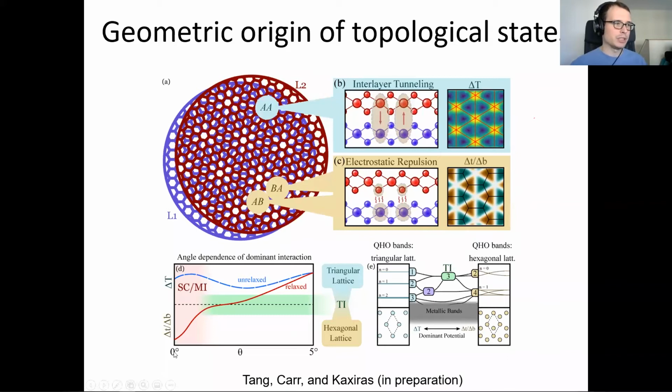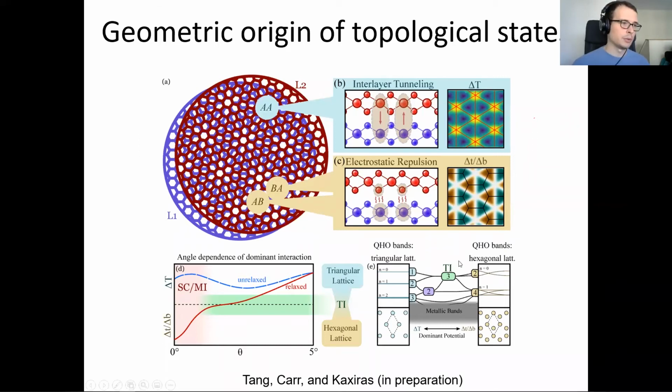And so I've drawn a cartoon here. This is not based on data, just based on intuition and our understanding of the models. If you have an unrelaxed system, as you change the twist angle, the dominating potential doesn't change. But when you include atomic relaxations, you can actually cause a crossover. You can go from a triangular lattice to a hexagonal lattice at small angles. And this competition between the two types of geometries gives you topological insulating states.